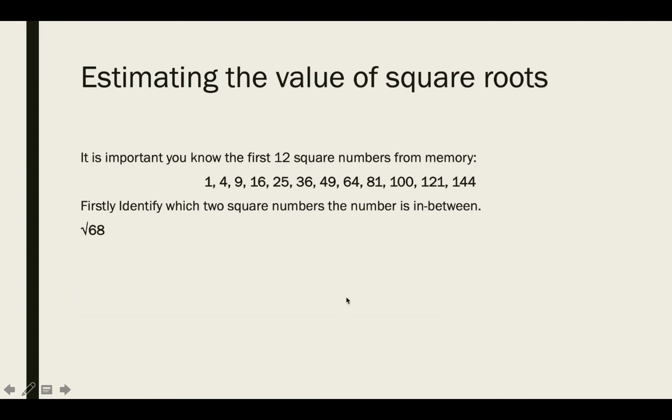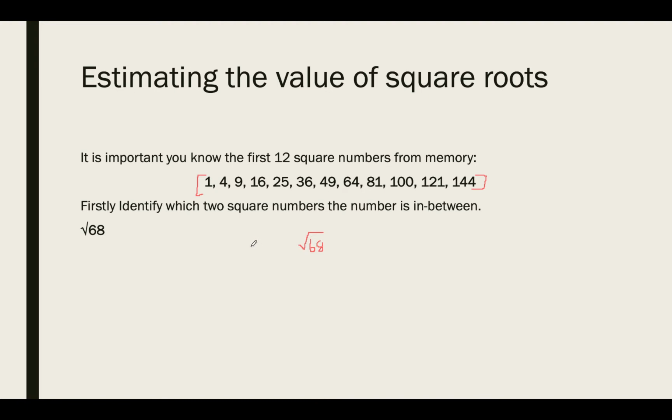Alright, so now we're looking at estimating the value of square roots. To do this well, you should know the first 12 square numbers from memory. So the first step when estimating the value of square roots is to find which two square numbers the number is in between. So here we've got 68, so we can write square root of 68, and which two square numbers here are in between.